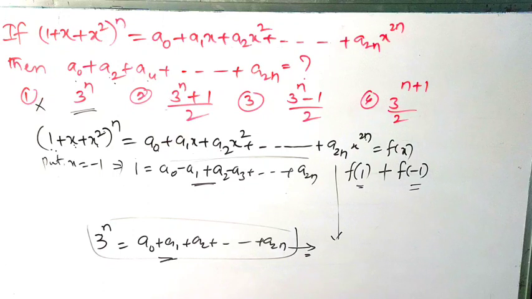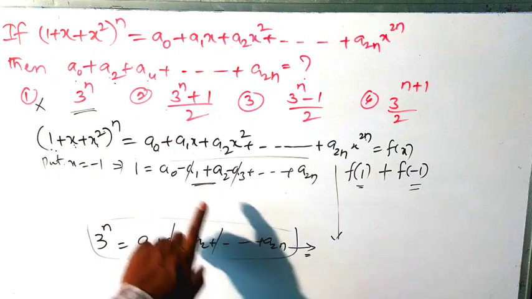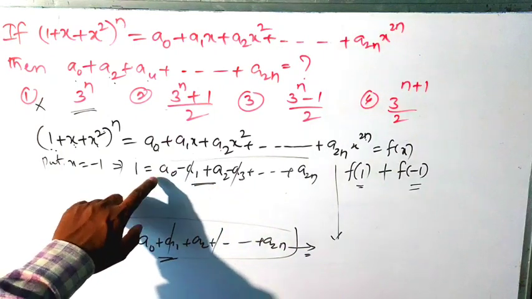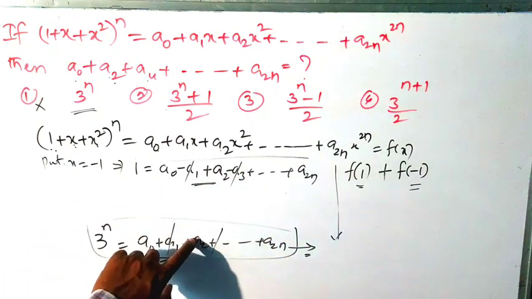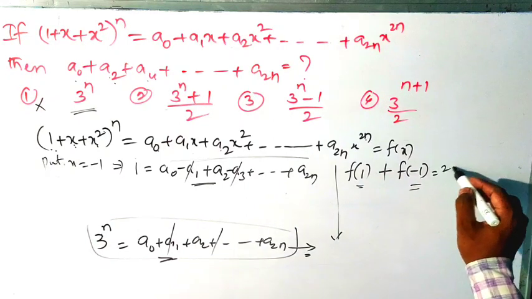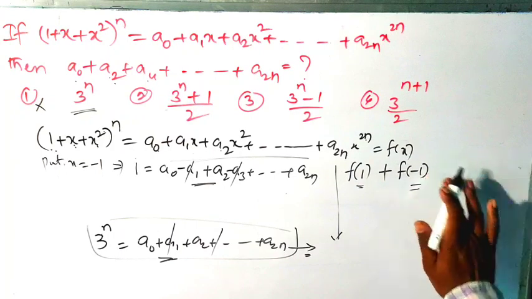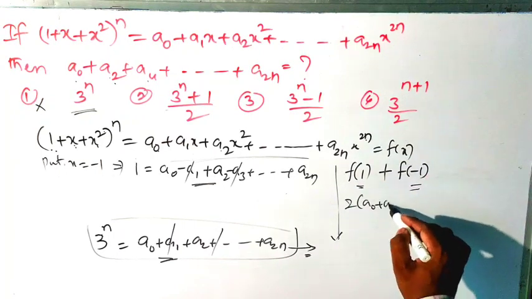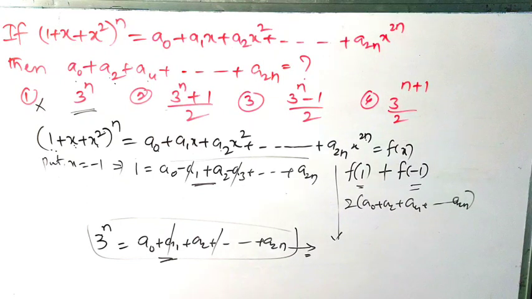So this is f of 1, this is f of minus 1. When we add these two cases, the odd terms cancel. The remaining terms are a0, a2 and so on. Adding these, we get 2 into a0, 2 into a2, up to 2 into a2n. So that is 2 times a0, a2, a4 up to a2n on the RHS.